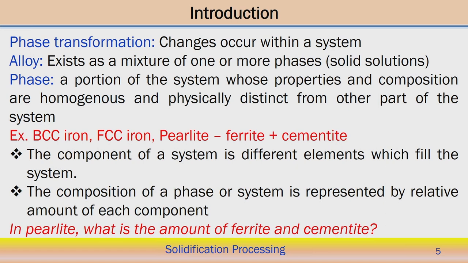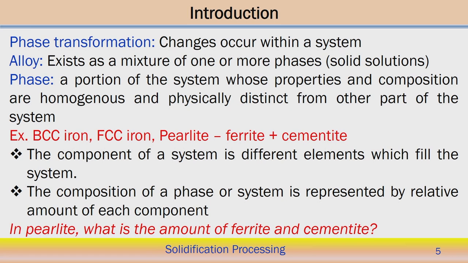Similarly, pearlite has a particular morphology or microstructure, and this microstructure consists of a mixture of two different phases. One is the ferrite phase, another is the cementite phase. So, we can consider pearlite as a mixture of the two different phases, ferrite and cementite.